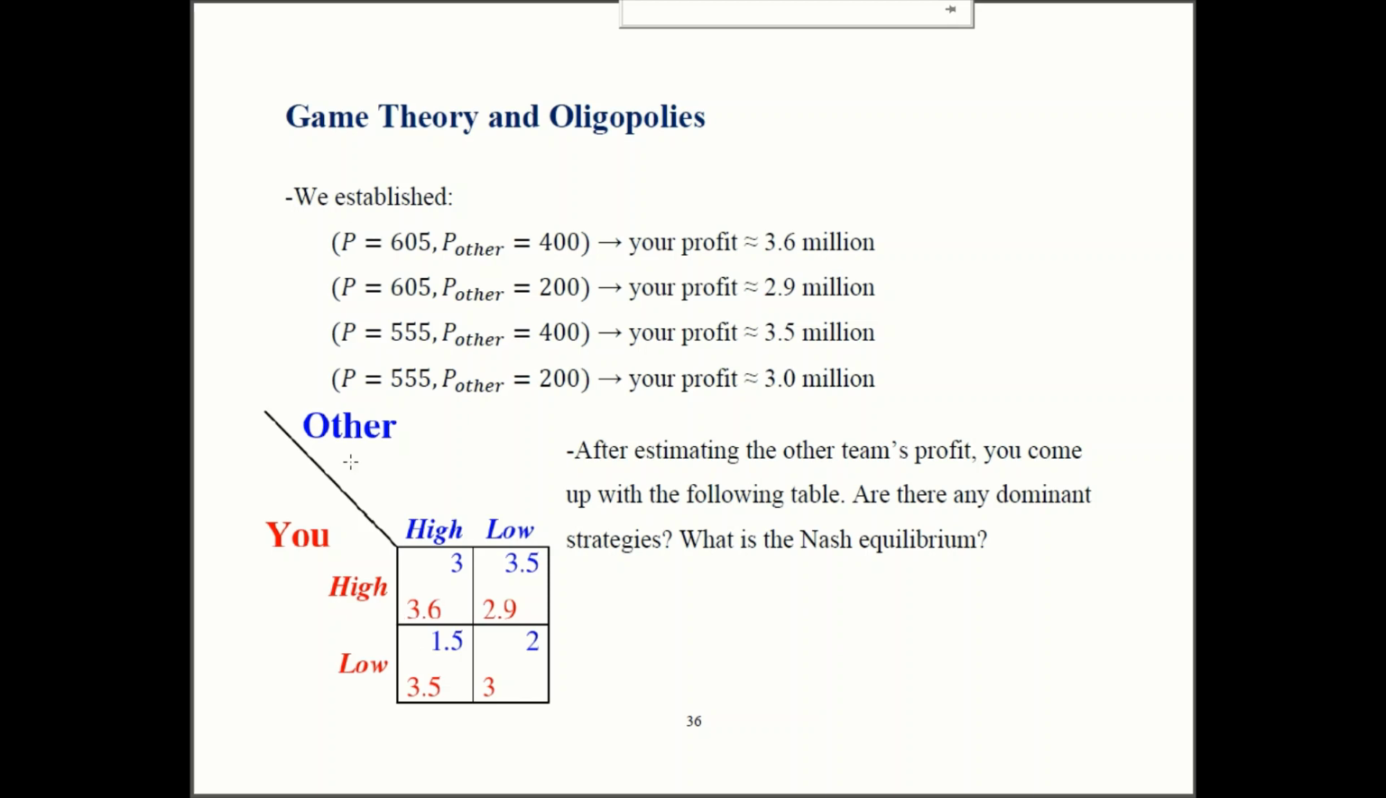Last scenario, we pick our low price of 555. They pick their low price of 200. Our profit there is going to be 3 million. So low is this cell. So 3 million for you. Let's say it corresponds to 2 million for them. That's the setup of our game.